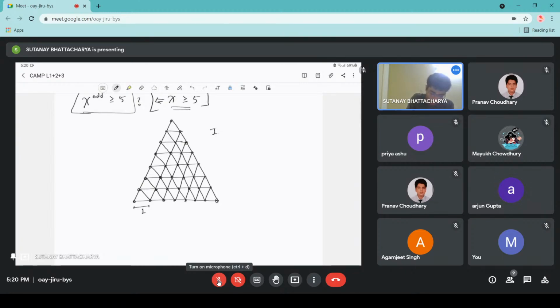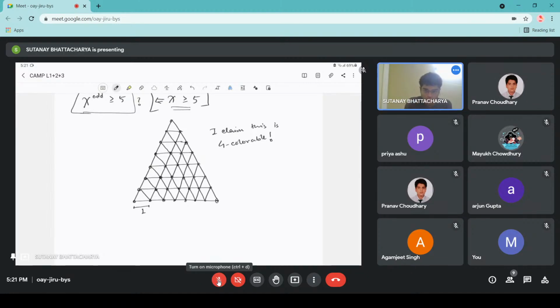So I claim this is 4 colorable. What I'm looking for is a coloring of this triangular grid with 4 colors, so that no 2 points an odd distance apart are the same color.